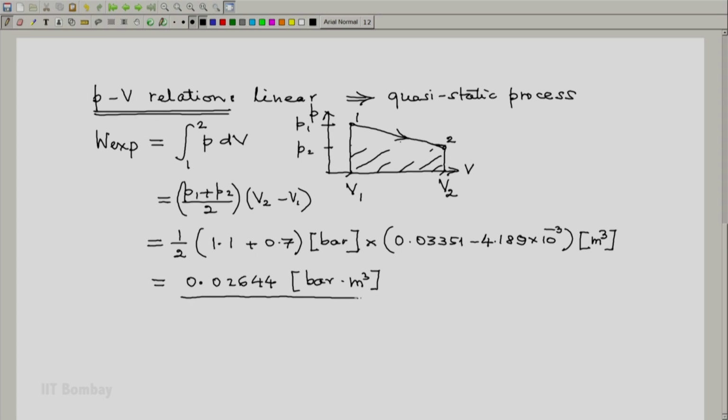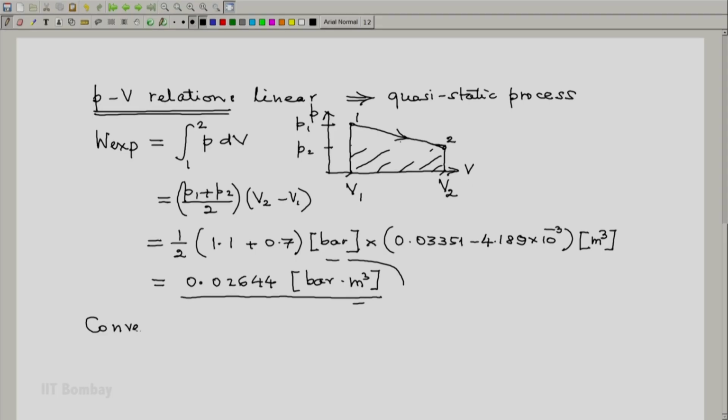Now, although this is a good enough answer, we notice that this bar meter cube is not a proper unit. It is not one of the standard units for work. The standard units for work are joule, kilojoule, megajoule and things like that. Hence, we will have to convert this into the appropriate set of units, and hence we will have to use a conversion factor. Before we proceed, let us look at the conversion factor in some more detail.